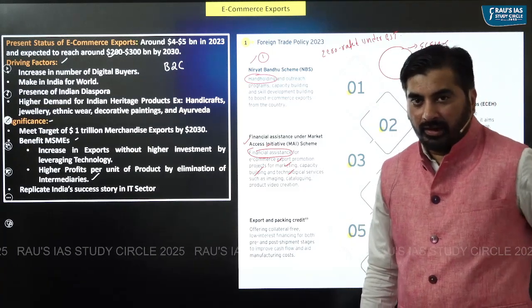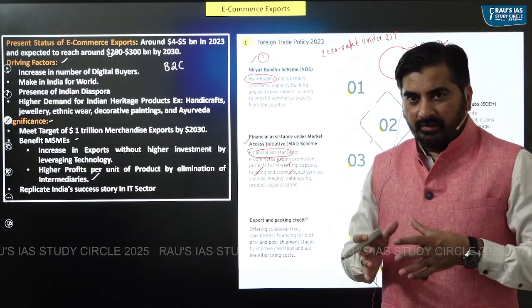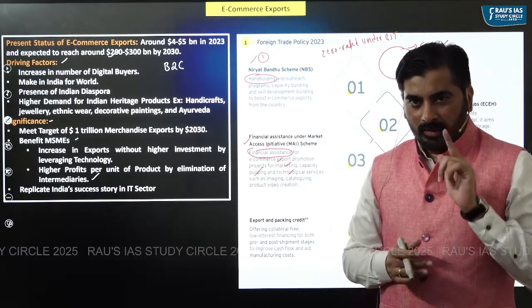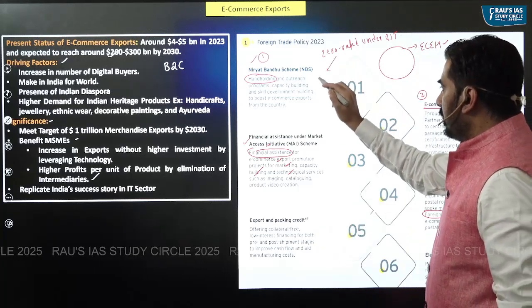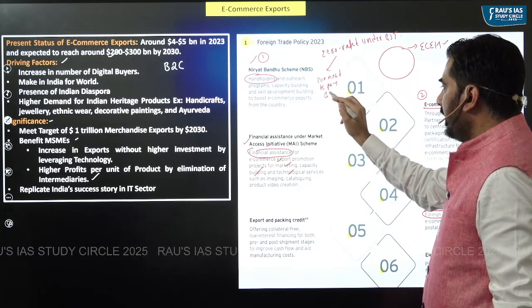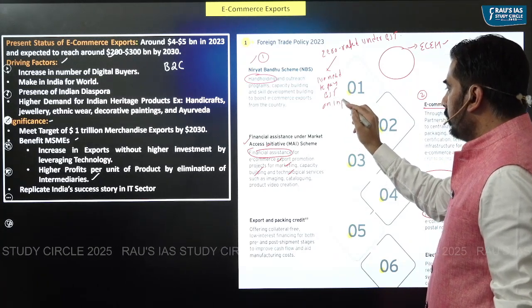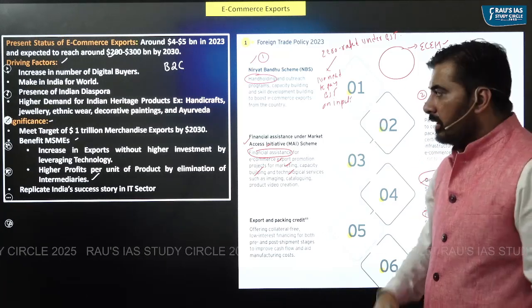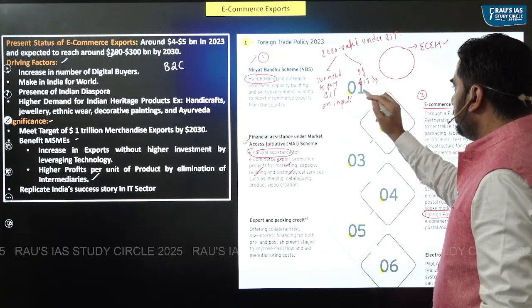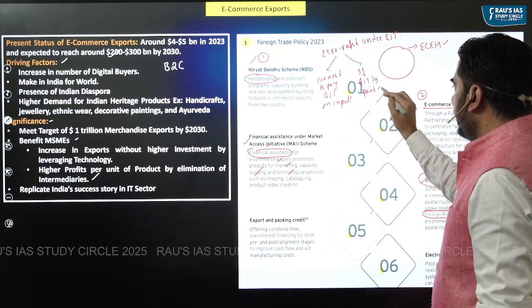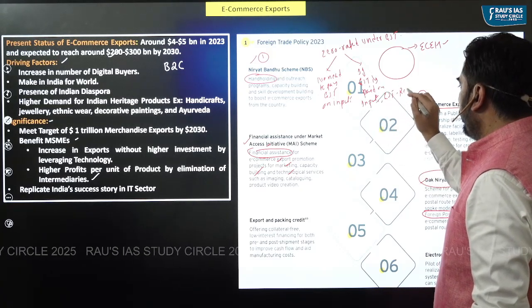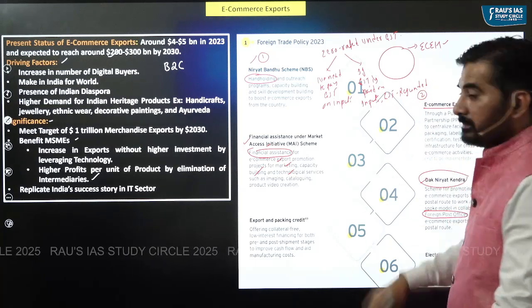What is zero rating under GST? It basically means that if you are providing for e-commerce exports to other countries, two things: no need to pay any GST on your inputs. You don't have to pay any GST on inputs. Or if GST is paid on inputs, entire GST which is paid on inputs will be refunded back.